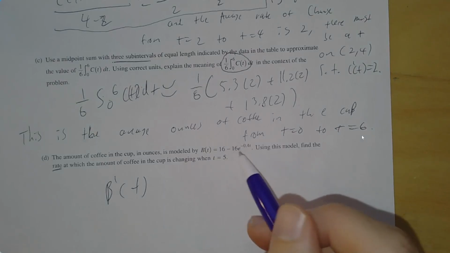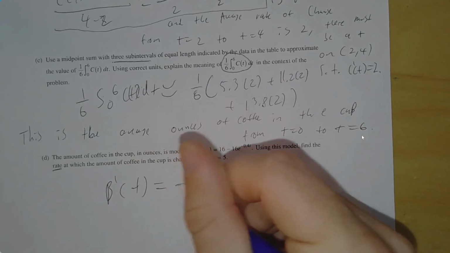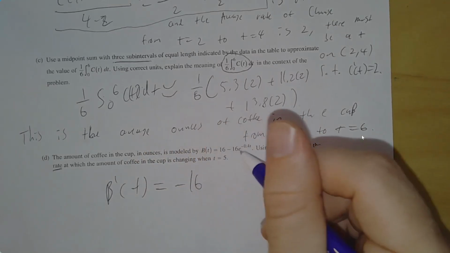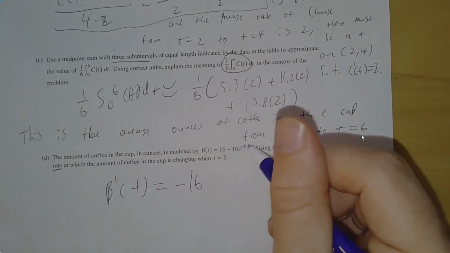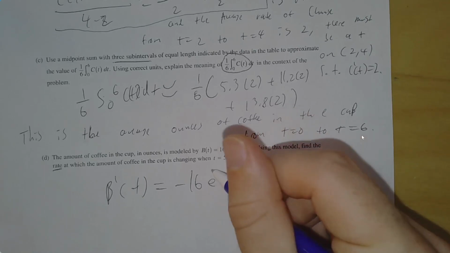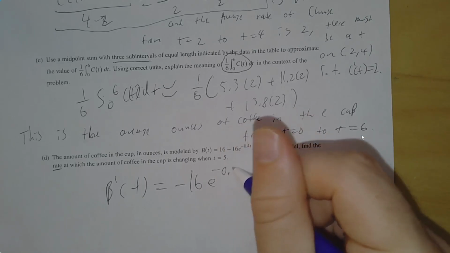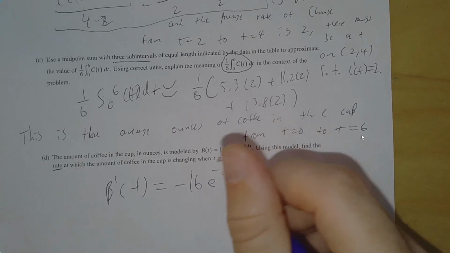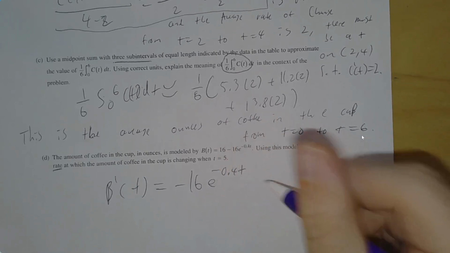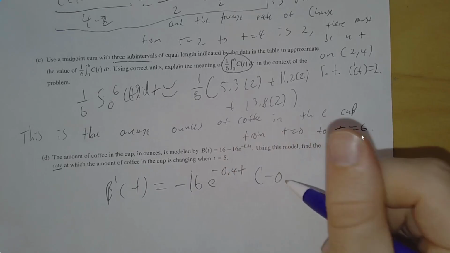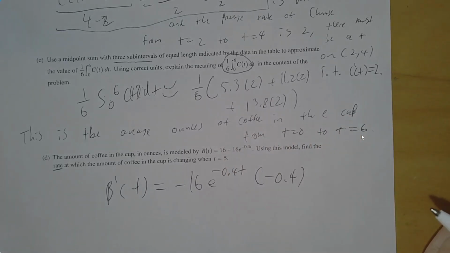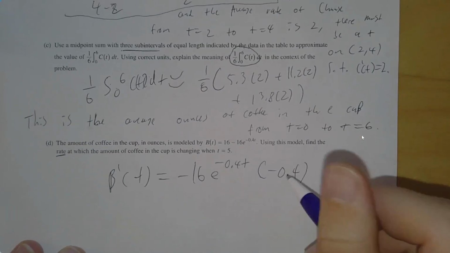Don't freak out, guys. You got this. The negative 16 is a constant multiplier, so it's going to stay. The derivative of e stays the same, e to the negative 0.4t. But then you have to multiply by the derivative of the inside. So we're going to multiply this by negative 0.4. Done. That's all it is. So the negatives will cancel here.